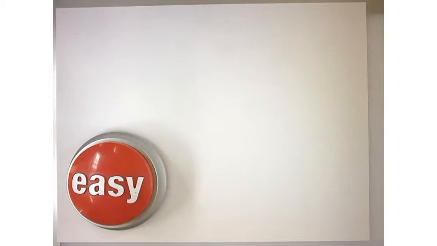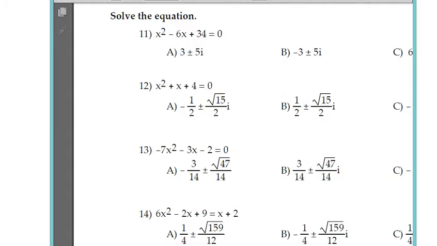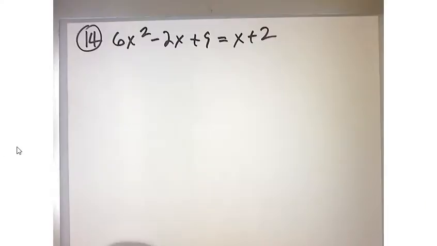Of these problems, and then we're going to move on to the next set. Problem number 12 is x squared. Actually, you know what? Nah, I don't want to do number 12. I'm looking at 14 and I'm thinking, yeah, that's the one for me. 14 is 6x squared minus 2x plus 9 is equal to x plus 2. Cool. Here we go. Let's do this one.